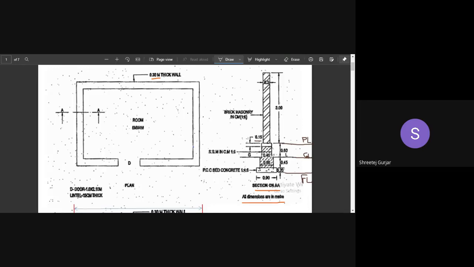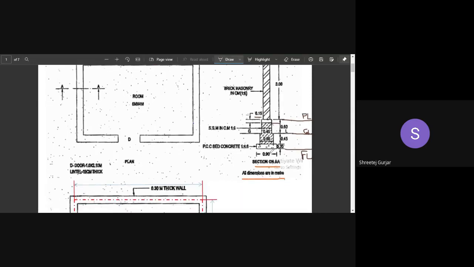It is mentioned here as 0.45, and the height of your first step is not 0.6. It is measured from here, but your stone masonry starts from here, right? So it is not 0.6. You have to deduct 0.15 from it, so it will be 0.45. The height of your first step is 0.45, and the width of your first step is 0.45. Then coming to the second step, its width is 0.6 and its height is 0.45.